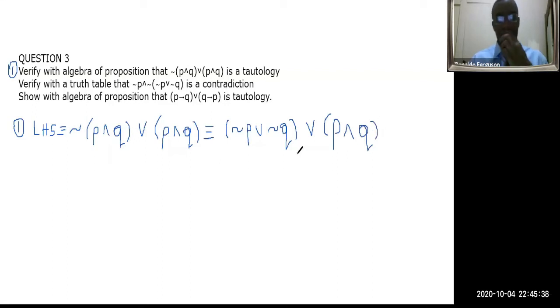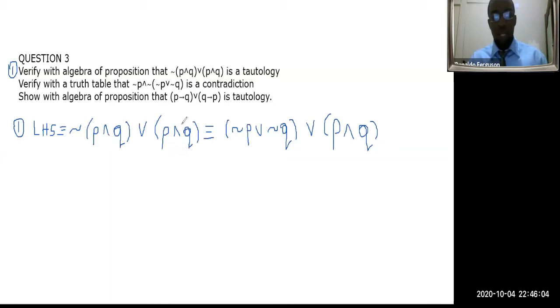So that's it. So we have the negation of P or the negation of Q, and we have P and Q. Now clearly this is a tautology, but how are we going to demonstrate this mathematically? Alright, so one way I like to look at it is, so this is what we have in reality.